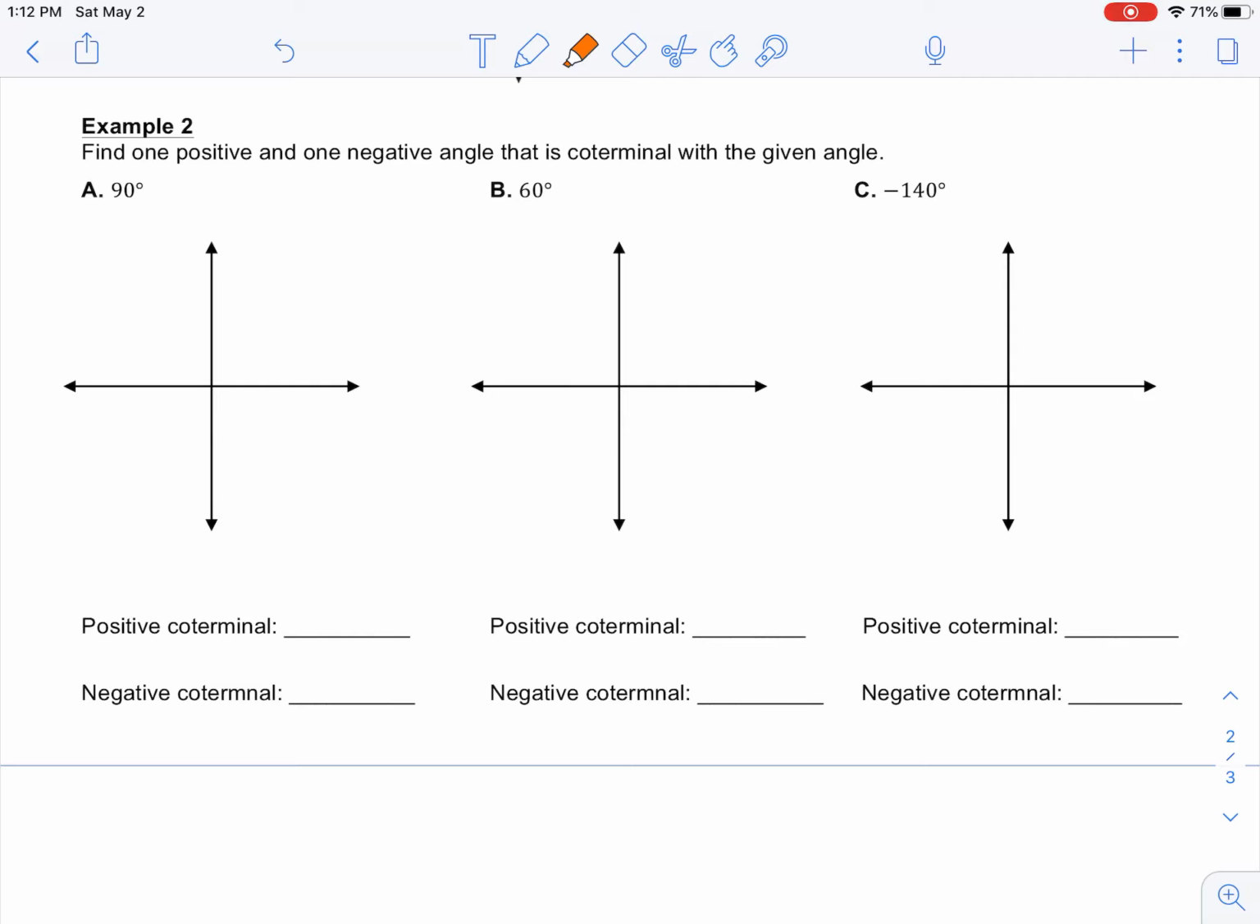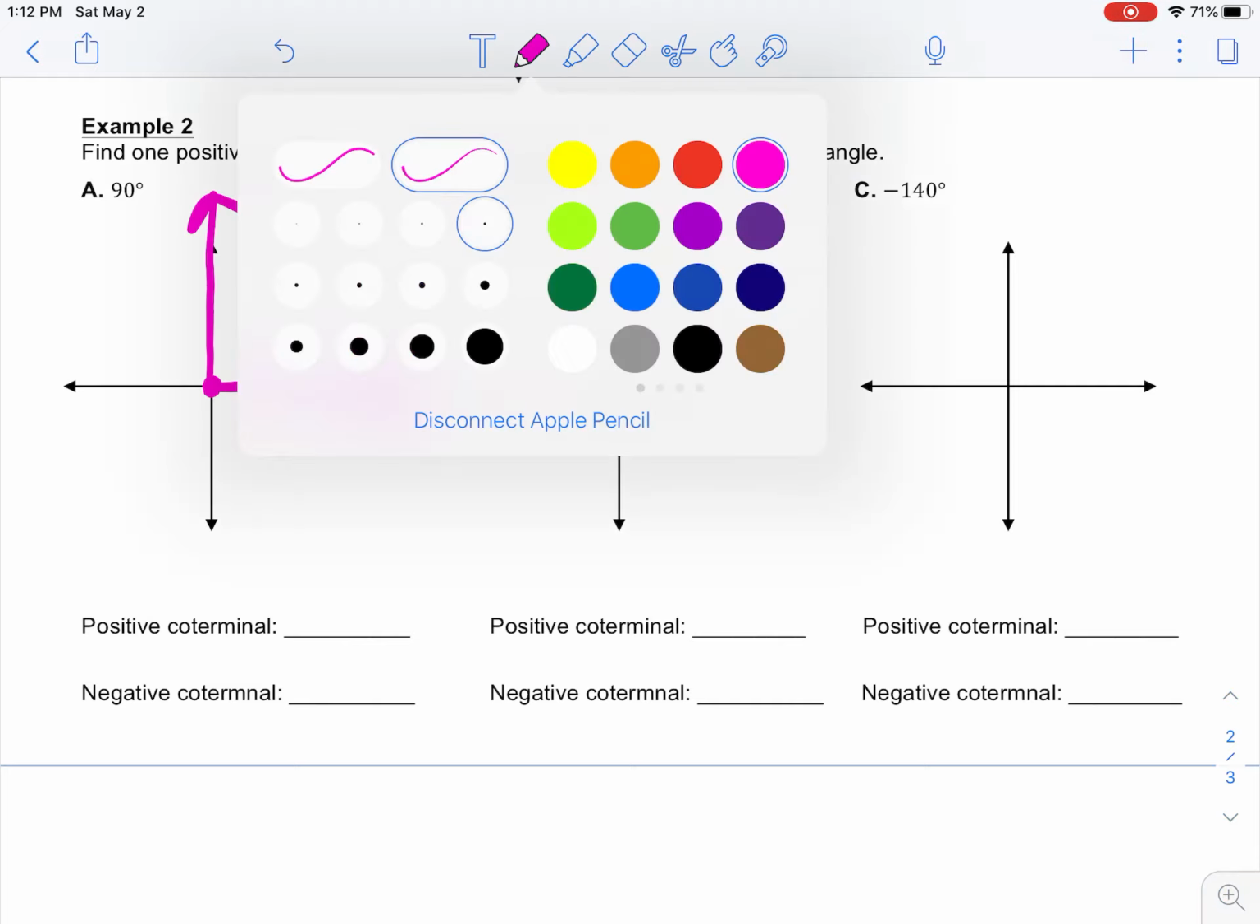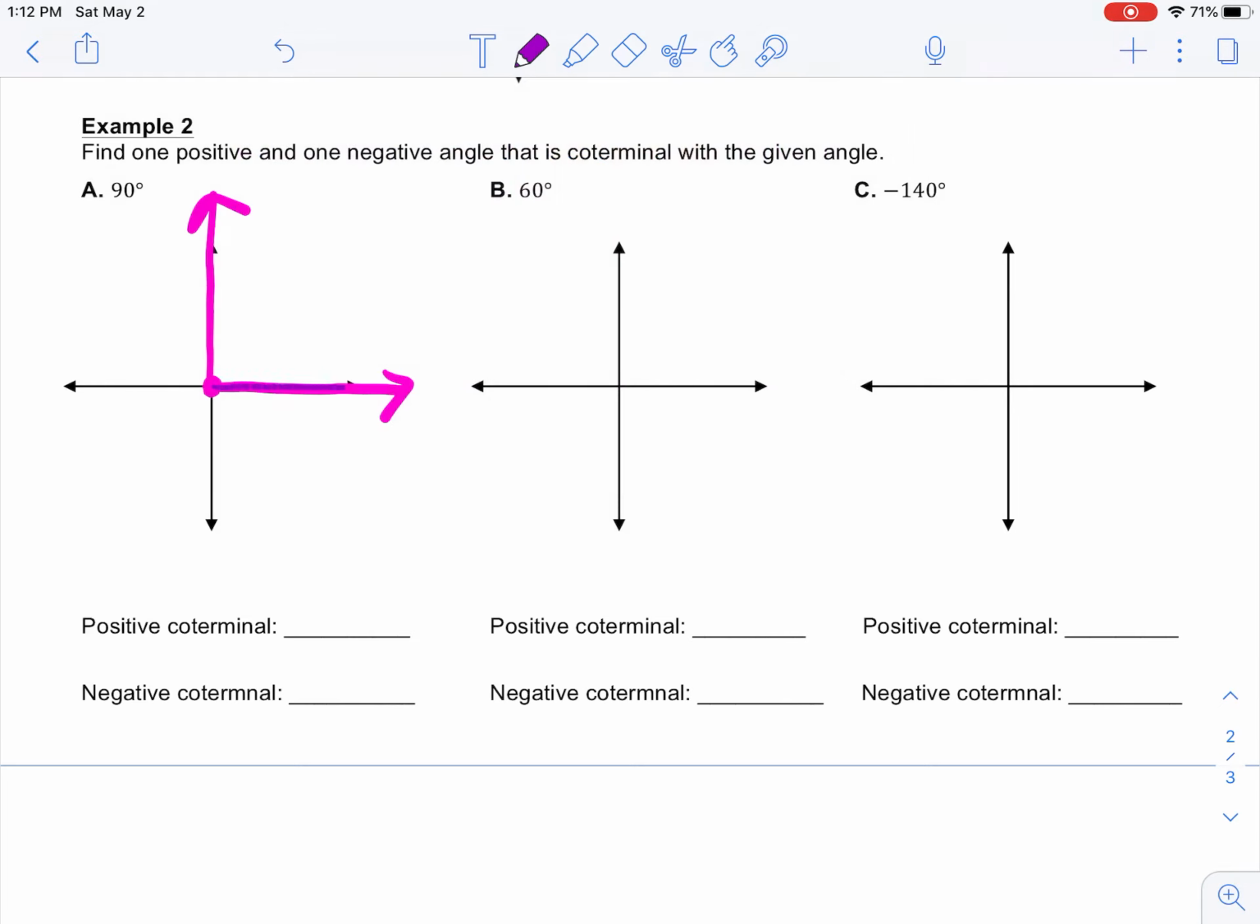Okay, so the last set of examples, we're going to find one positive and one negative angle that is coterminal with the given angle. So for this one, I'm going to go ahead and draw my given angle, 90 degrees. So I have my positive x-axis as my initial side, and then I've got 90 degrees. So if I want a positive coterminal angle, I need to draw another angle that starts here and ends here. And it needs to be positive this time.